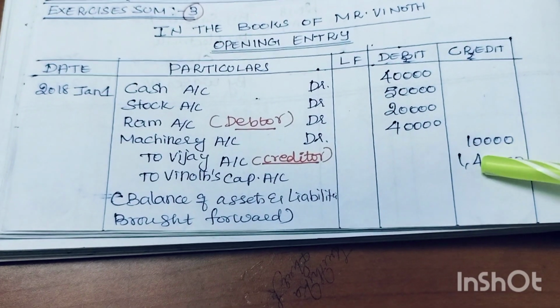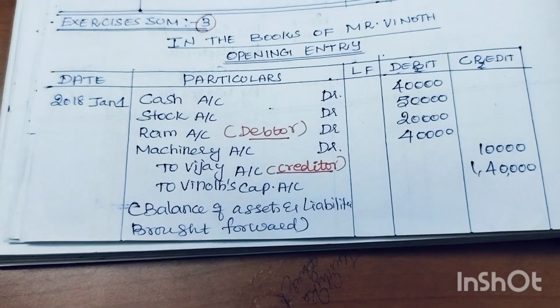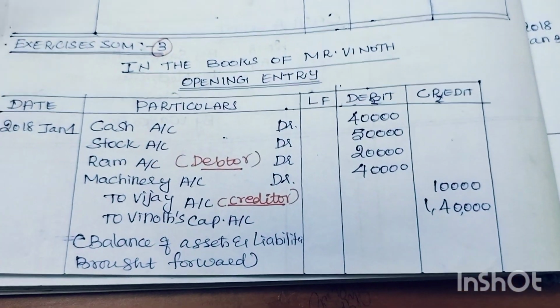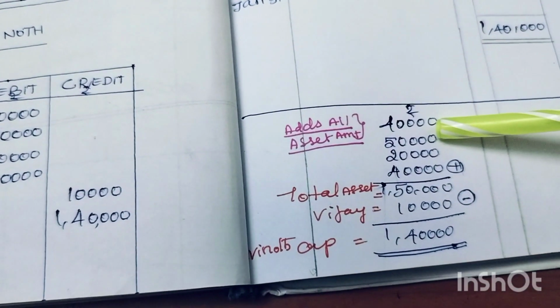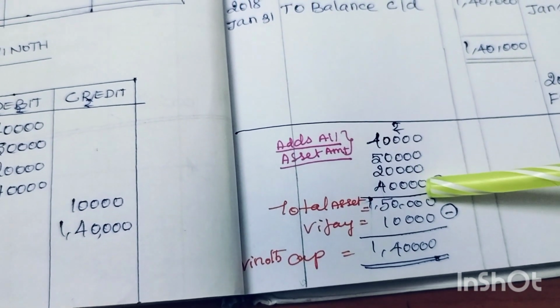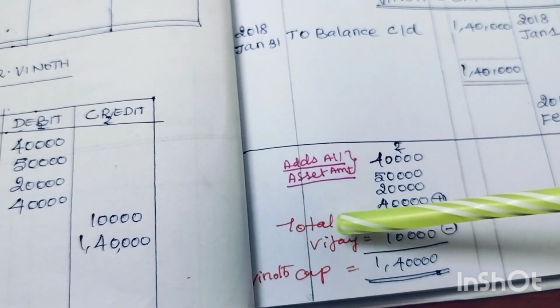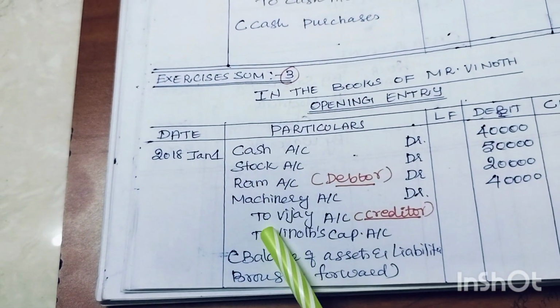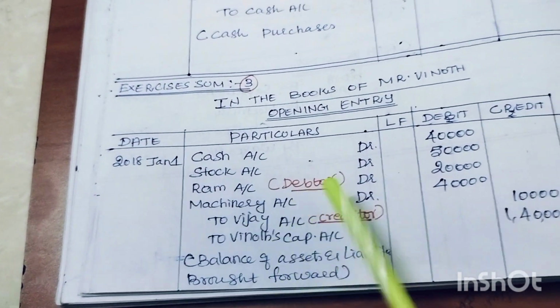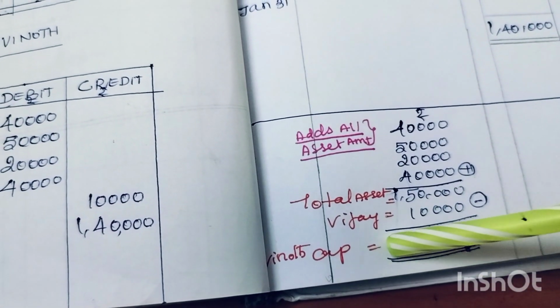Okay. Then how do we get 1,40,000 capital? We have some small calculation. We have to add all the current assets, which means rupees 40,000 plus 50,000 plus 20,000 plus 40,000. What do we get? We get 1,50,000. This is the total asset, which means current asset. From this, we have to subtract 10,000, that is the liability, to Vijay 10,000. Subtracted from 1,50,000, what do we get? We get 1,40,000. This is Vinod's capital account.